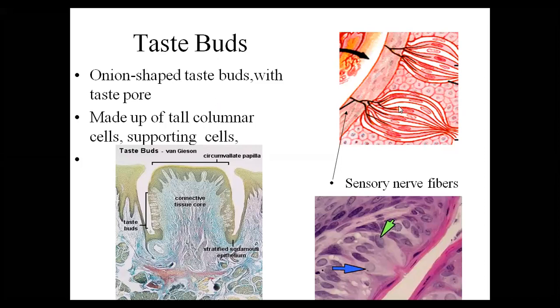You can see the onion-shaped taste buds. There is an opening towards the surface which is called the taste pore. All these taste buds are made up of tall columnar cells. In between these tall columnar cells, the small cells are the supporting cells.